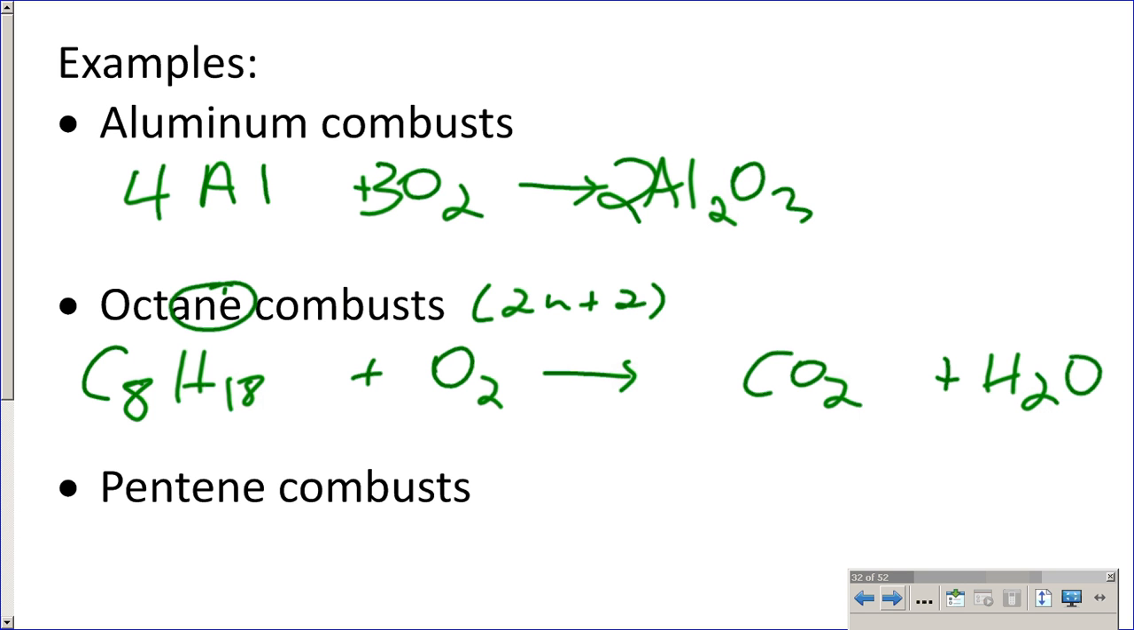Okay, but not all combustions always yield carbon dioxide and water. Only combustions of hydrocarbons does that occur. Okay, carbons first. Go. Balance. 8. And then hydrogens. 9. All right. How many oxygens total here?